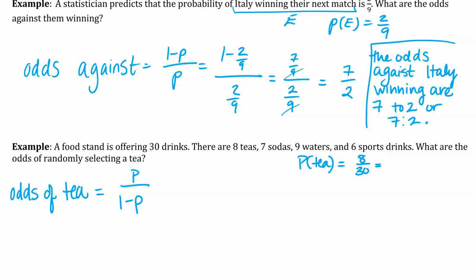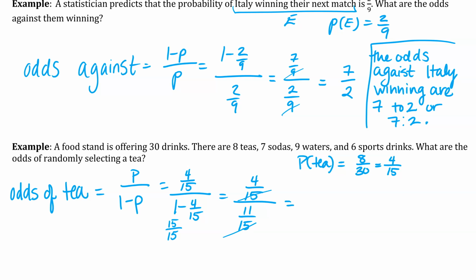Now we could leave it as 8/30ths, or since we know we're going to be working with this number quite a bit, we can simplify it down a little bit further. So we could say this is the same as 4/15ths. So the odds of a tea would be 4/15ths divided by 1 minus 4/15ths, which is 4/15ths divided by, and then we want to do 1 minus 4/15ths. Sometimes you can think about this as converting 1 to 15 over 15. So 15 minus 4 is 11, so 11/15ths. And then again, this fraction simplifies by the 15 in the denominators canceling out. So 4 divided by 11.